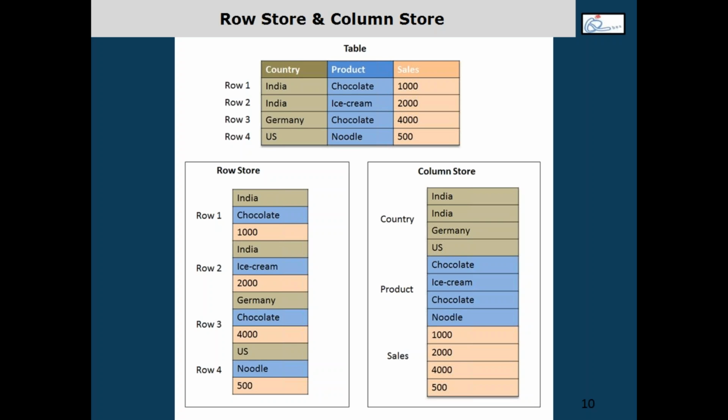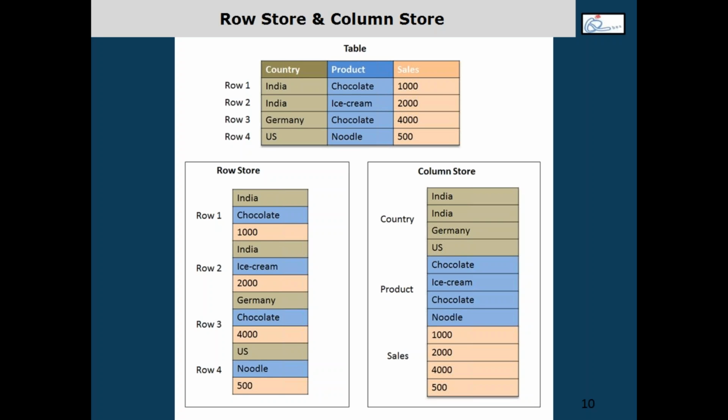Okay, boss? So point to be noted. My analysis is, if you're trying to run a query where you're trying to read the entire row, then row store is faster. Entire record.